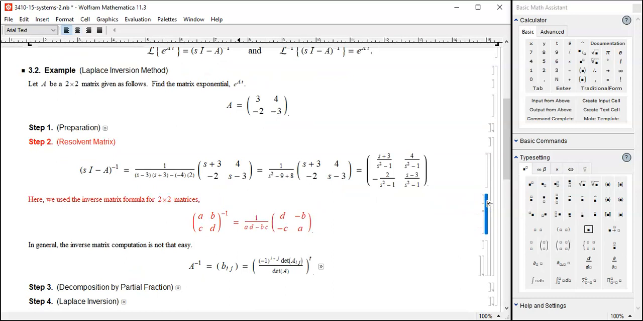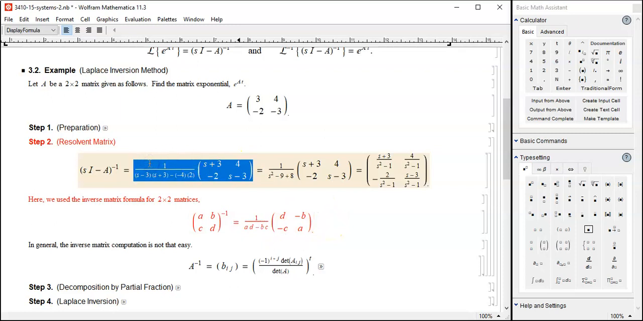Inverse matrix formula for 2x2 matrices, it's easy: 1 over AD minus BC, and switch the principal diagonal. A goes to D, D goes to A, and the other two will be just negatives. So we can explicitly calculate the inverse matrix and then simplify. We get the resolvent matrix, and then we can decompose by partial fraction and take the Laplace inversion.